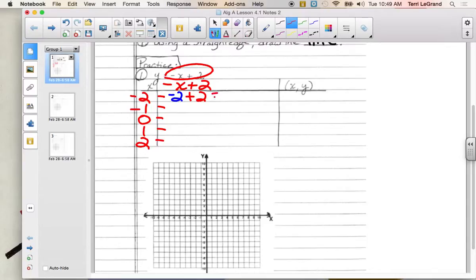Absolutely. So whenever we have a negative 2 like that, that really says this. Remember, the negative sign can also be read as the opposite of. So that's really asking us, what is the opposite of negative 2? 2. So that first part of it becomes just a 2. And 2 plus 2 is 4. So there's our y value, 4. So what's our ordered pair? Negative 2, 4. Okay, that's one of our points on the graph.